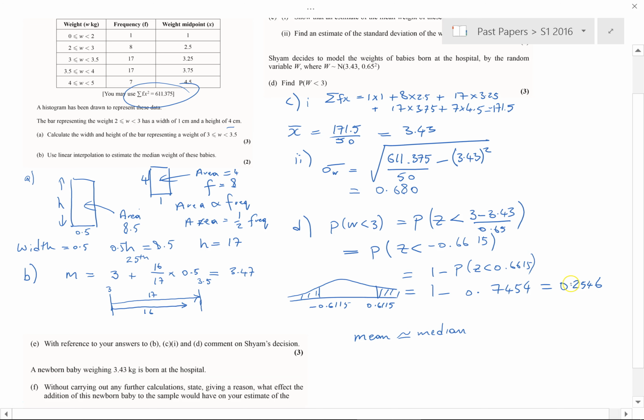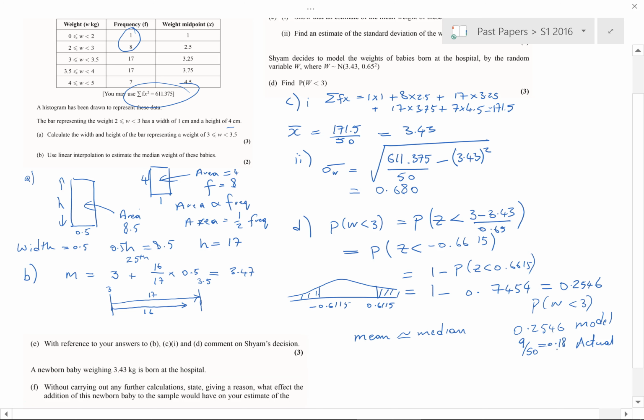Okay, but when we look at the actual data, we've got that is actually 9 out of 50. So compare the model, the probability W less than 3, whereas the actual is equal to 9 out of a total of 50, which is equal to 0.18.